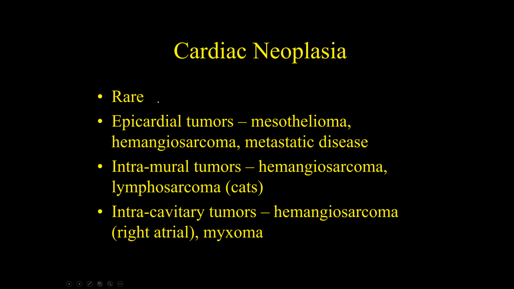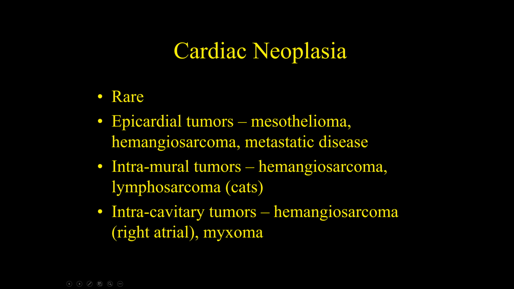Okay, now we're going to move on to more acquired heart disease. We're going to talk a little bit about cardiac neoplasia. There's several of them that can happen, but only one or two that happen commonly, and those are the ones we're going to spend time on. So again, overall, cardiac neoplasia is pretty rare, but it happens for the most part in animals that are older, just like most neoplasias, right?